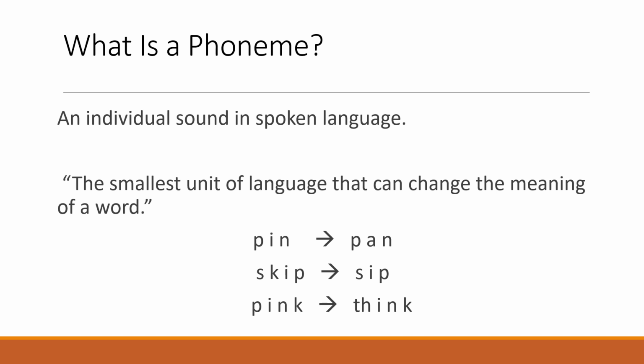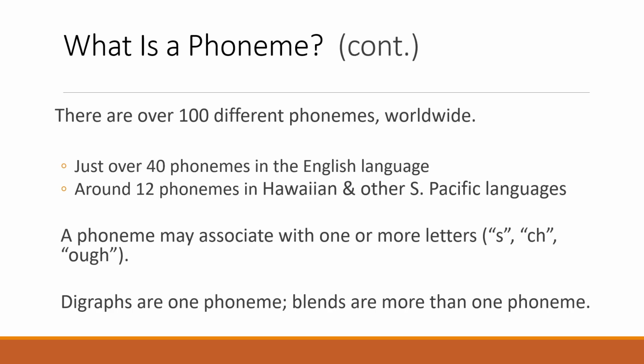For example, changing I to A in the word pin gives us pan. Therefore, I is a phoneme. Removing K from skip gives us sip, so K is a phoneme. And changing P to TH gives us think, so the digraph TH is a phoneme. There are over 100 different phonemes spoken around the world. The English language has just over 40 phonemes, while Hawaiian and other South Pacific languages have around 12.